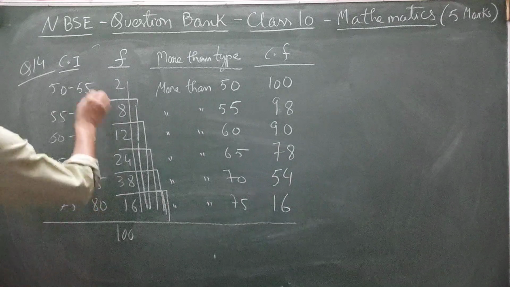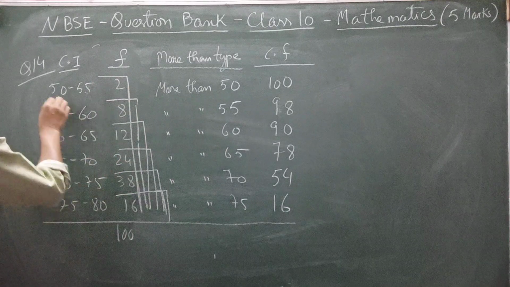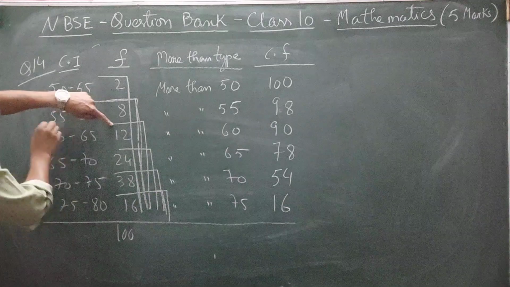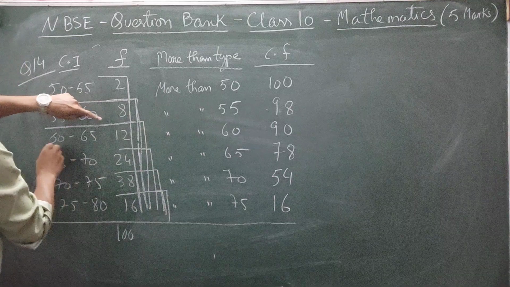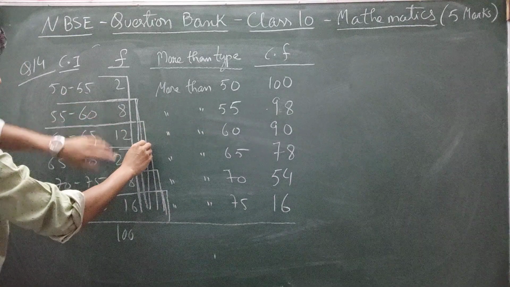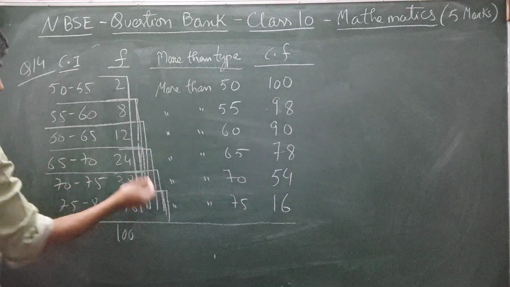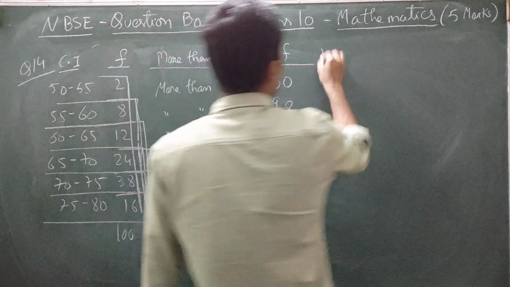Alright, once again, more than 50 means the entire value. Step by step: more than 50, this one. Then just subtract 2. More than 60, again 8 out from the previous value. More than 65, again these values. Or you can go on adding also. Addition and all you can just do on your own. No problem with that.